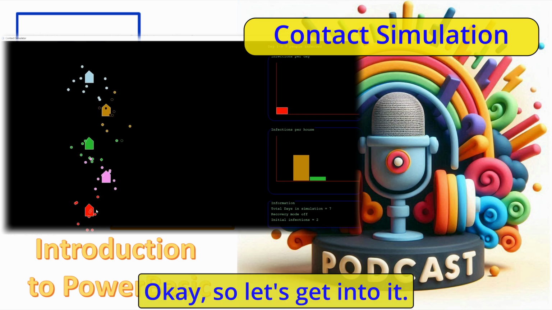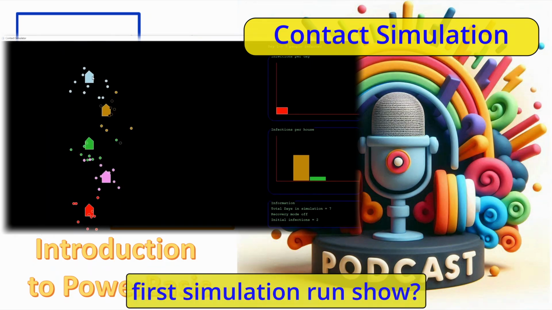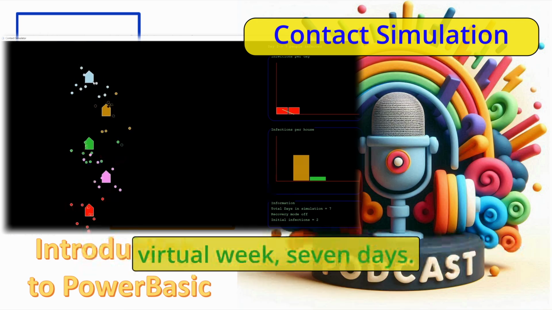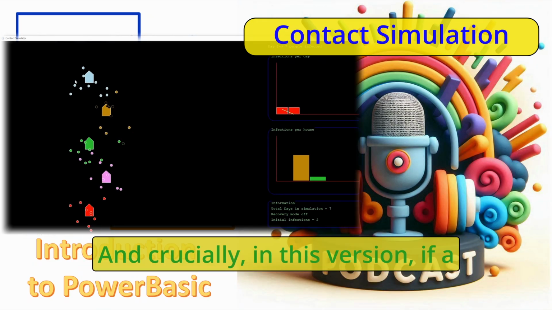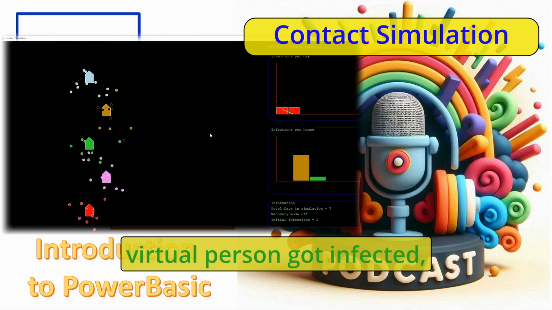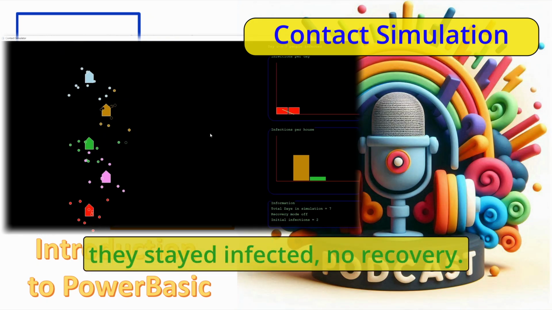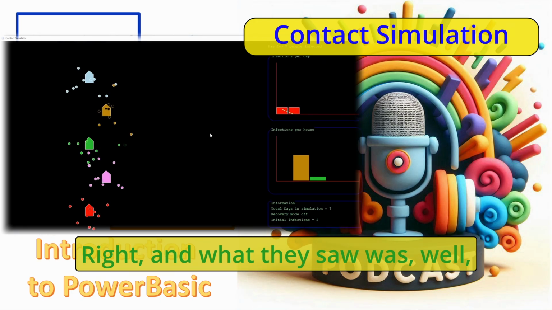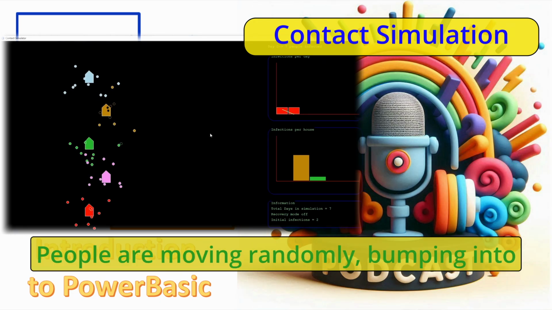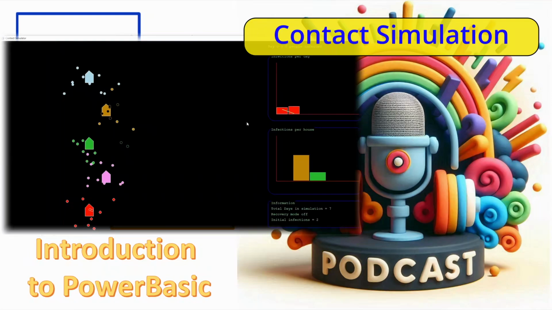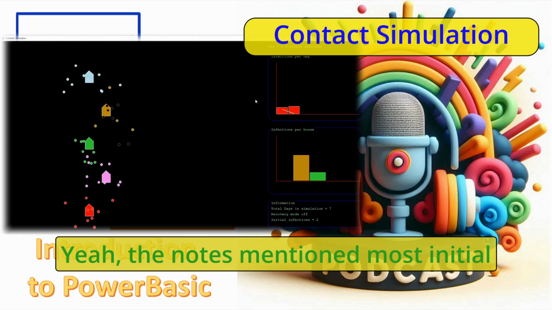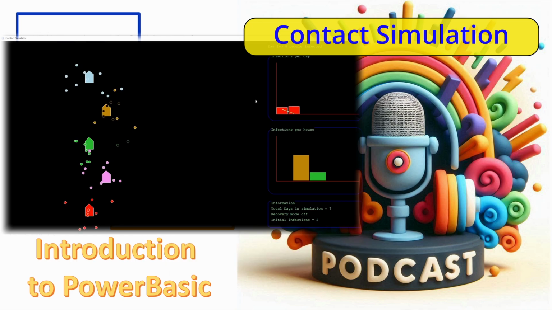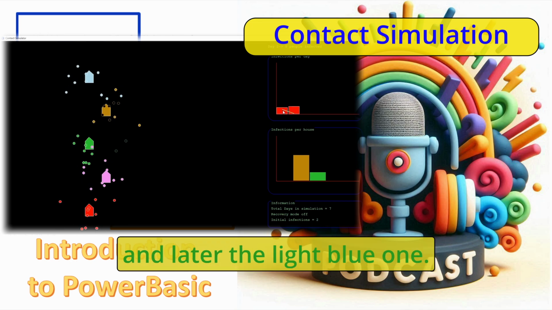Okay, so let's get into it. What did that very first simulation run show? Okay, so the first run was set for a virtual week, 7 days. And crucially, in this version, if a virtual person got infected, they stayed infected. No recovery. Ah, okay, so just accumulation. Right. And what they saw was pretty rapid spread. People are moving randomly, bumping into each other virtually. And it takes off. The notes mention most initial infections popped up in the brown house, I guess they color them. Then it spread to the green, and later the light blue one.